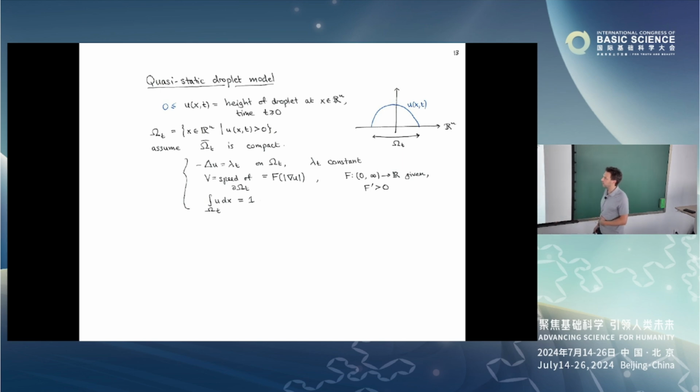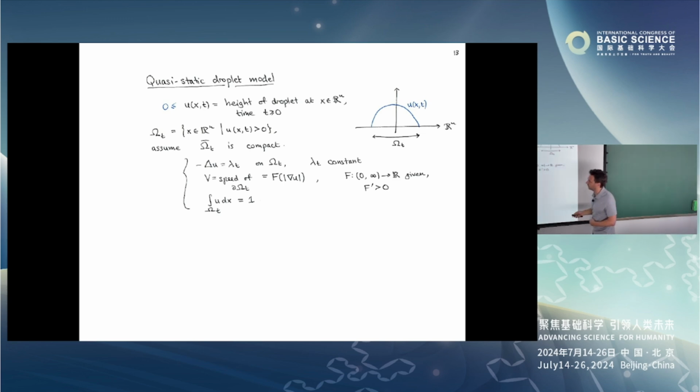The idea is that given a domain capital omega t, I can always solve, say, minus Laplacian u equals 1, and then I can just scale it so that the volume is equal to 1, well, then that will change that constant. And so you get the constant lambda t depending on t, and it comes from that normalization. So the idea is that this is quasi-static.